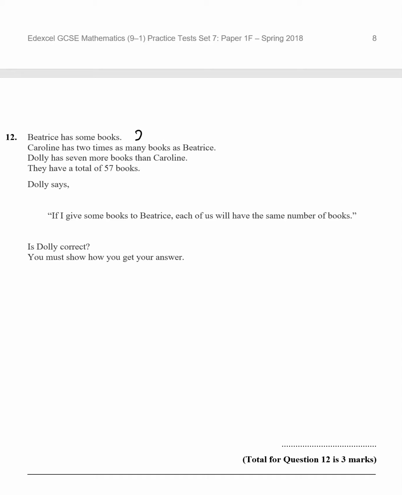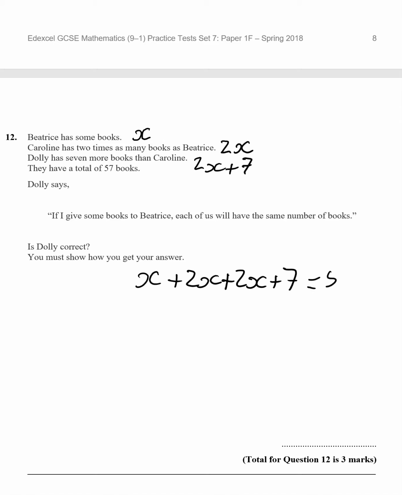So if Beatrice has some books, we'll say x. Caroline has 2 times as many books as Beatrice, so she's going to have 2x. Now Dolly has 7 more books than Caroline, so she's going to have 2x plus 7, with a total of 57. So we've got x plus 2x plus 2x plus 7. We're adding all the books together, and that is all going to equal 57. So we have 5x plus 7 is 57.